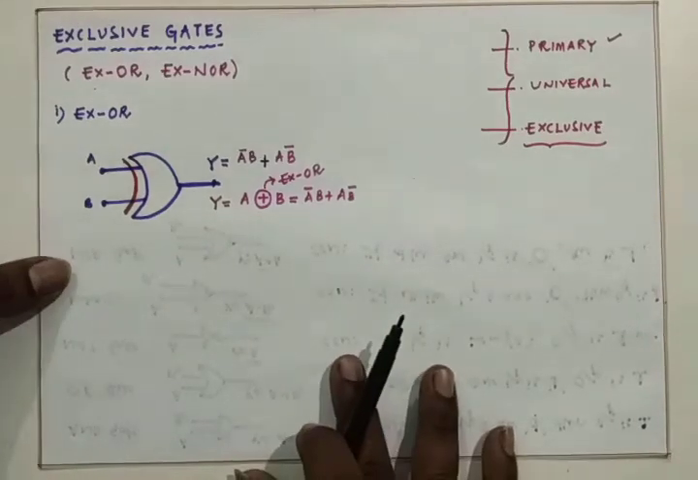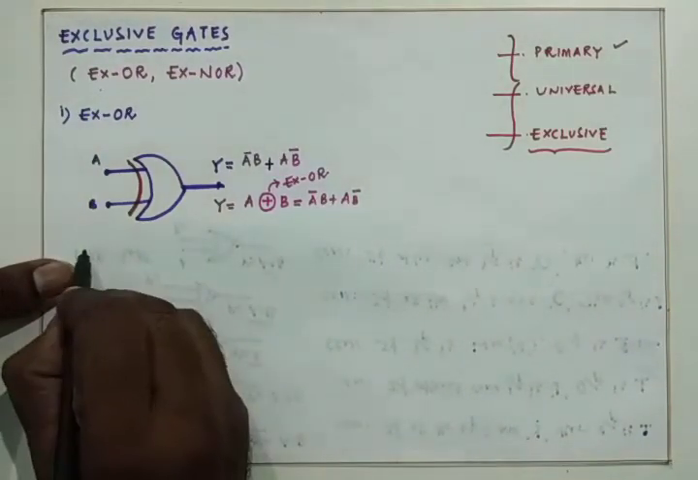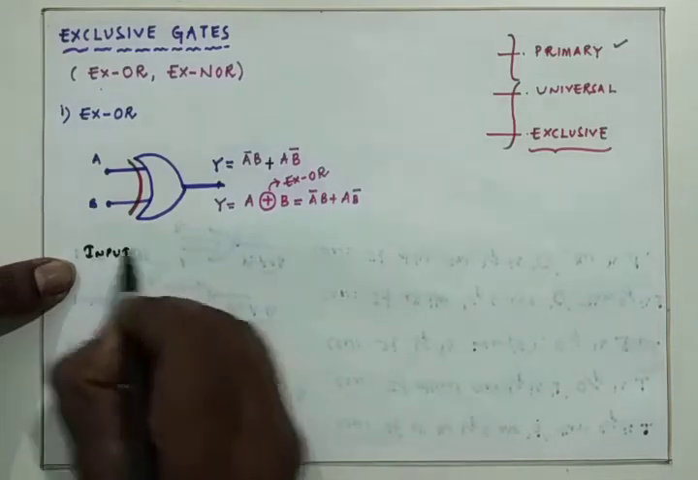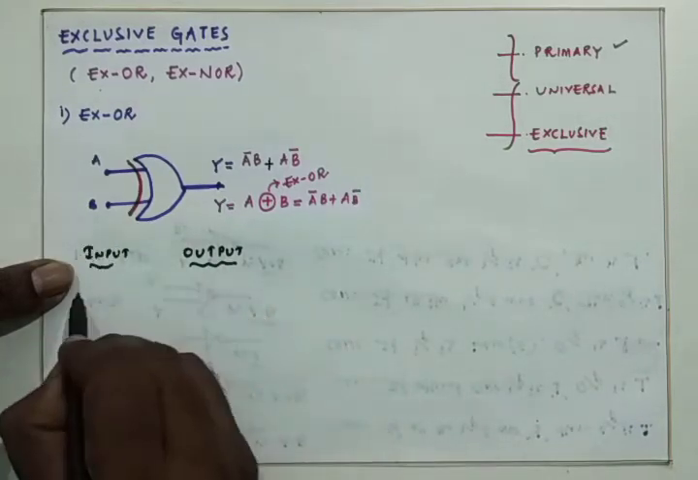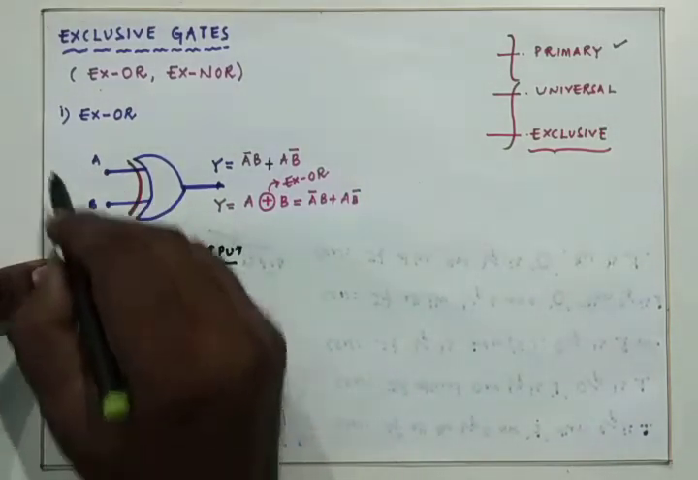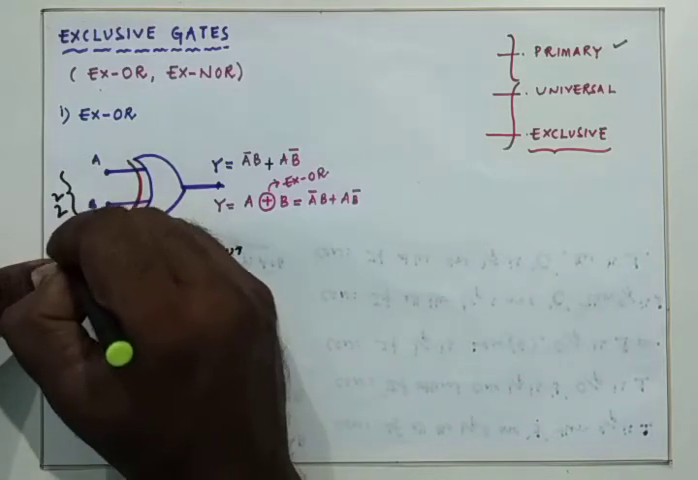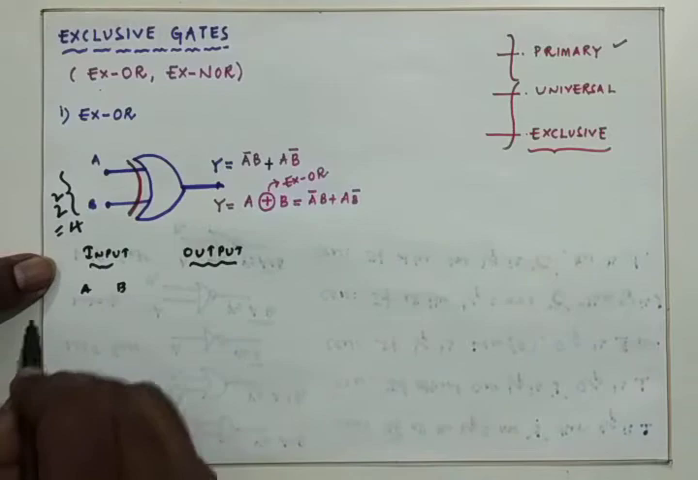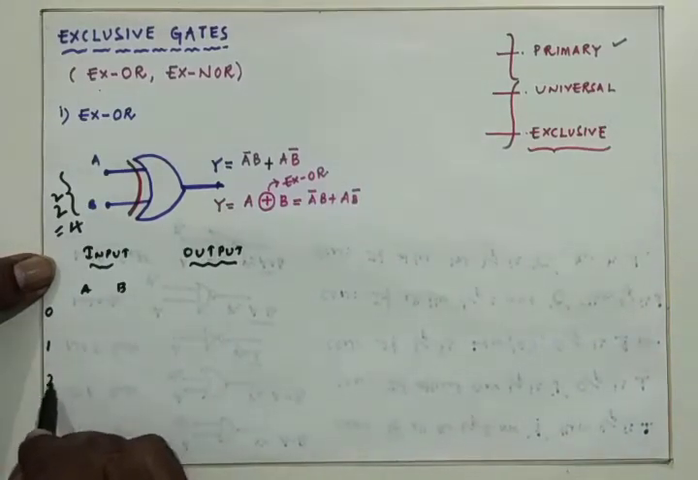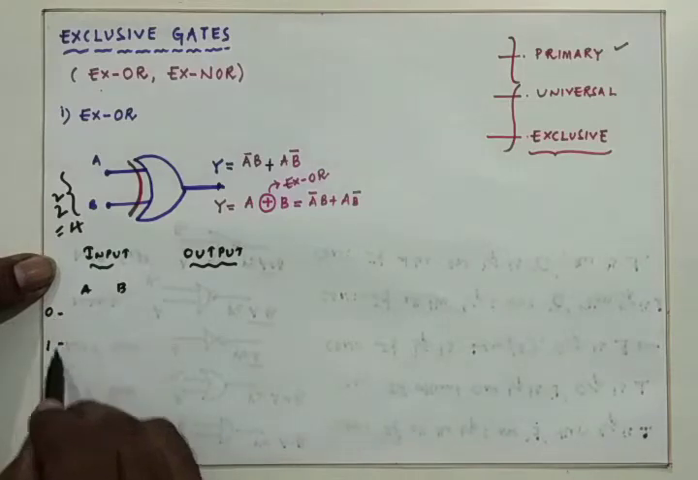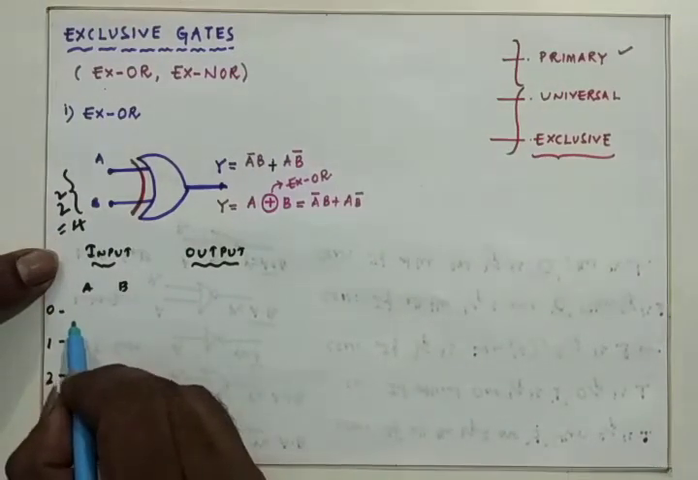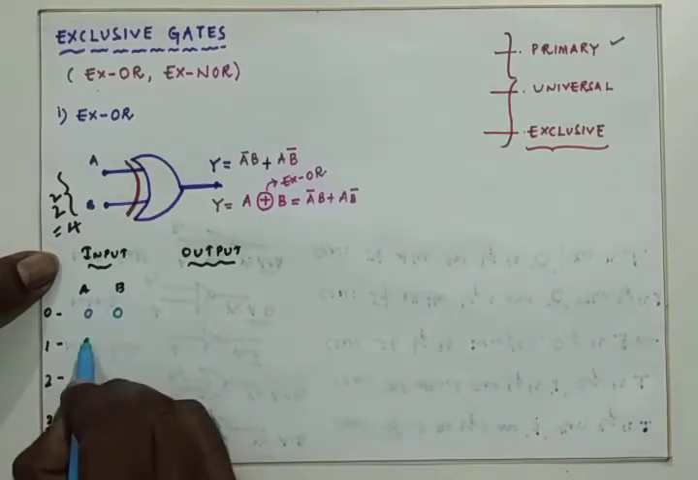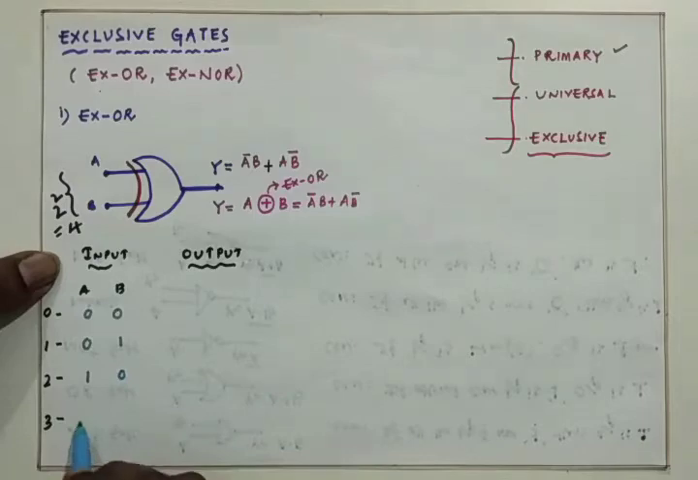A truth table is always the relation between the input and output only, so I am going with the input and output. What are the inputs we have? The A and B inputs are there. There are two inputs, so 2 power 2 combinations we can get, that is 4 combinations, from 0, 1, 2, 3. 0 to 3 means 4 combinations. Here I can write 0 as 0 0, 1 as 0 1, 2 as 1 0, and 3 as 1 1.